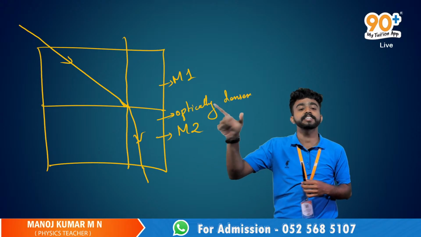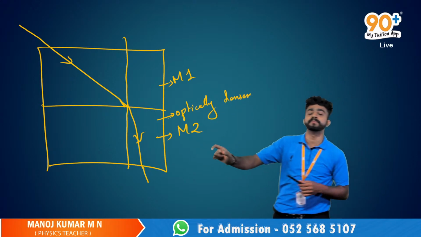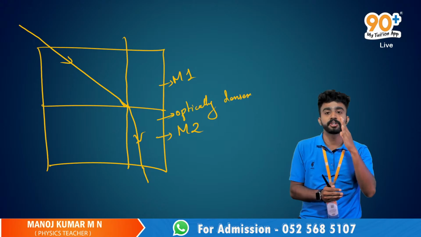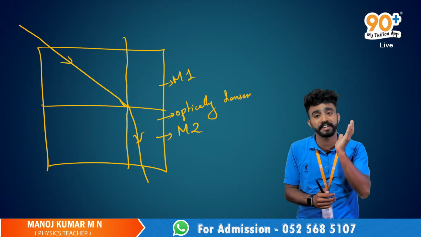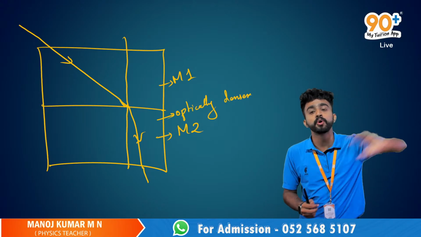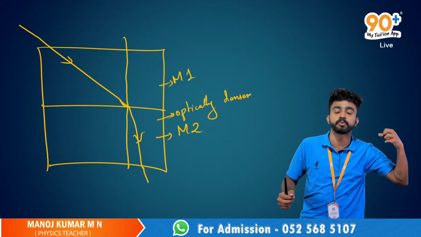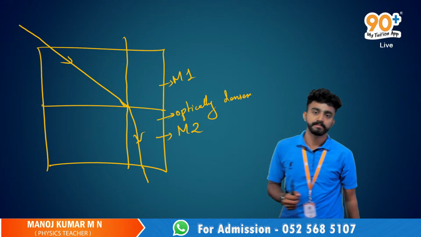So that is why, in the case of an optically denser medium, the light rays are actually bending towards the normal. It's not free to bend away from the normal. Away from the normal means what? It spreads easily. Got it?